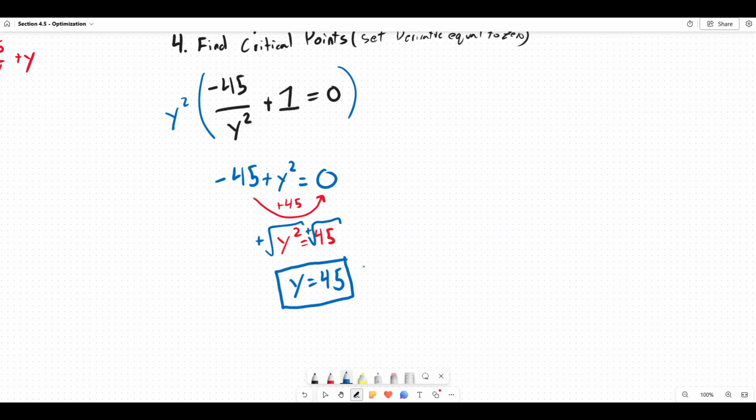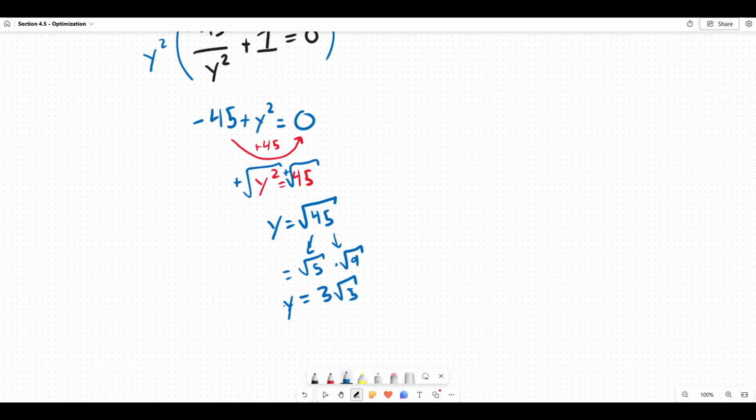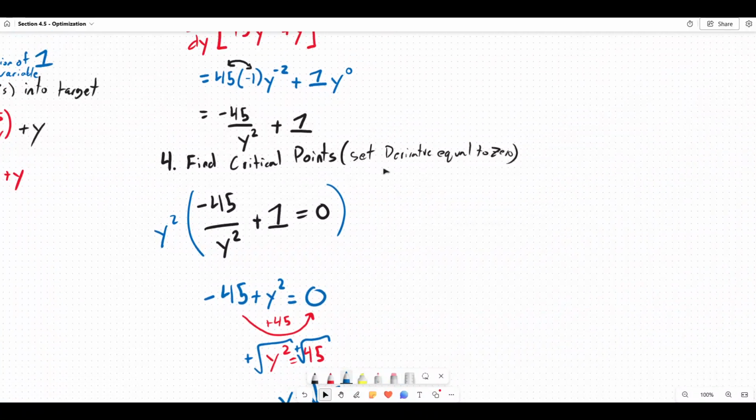Okay? Now, this is half the story. Oh, I'm sorry. Apologize. Y is not 45. Y is the square root of 45, which we also want to simplify. Keep in mind, 45 is 5 times 9. I don't know the square root of 5, but I do know the square root of 9 is 3. So I'm actually going to write that y is 3 times the square root of 5. Now, that's only half the story. Step 4 was to find the critical points.